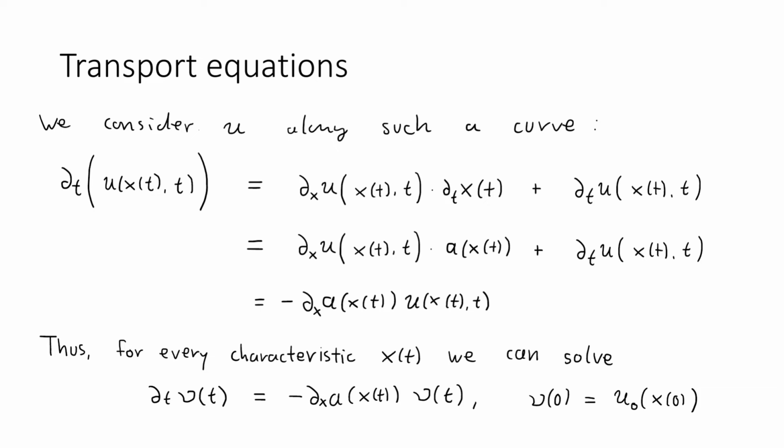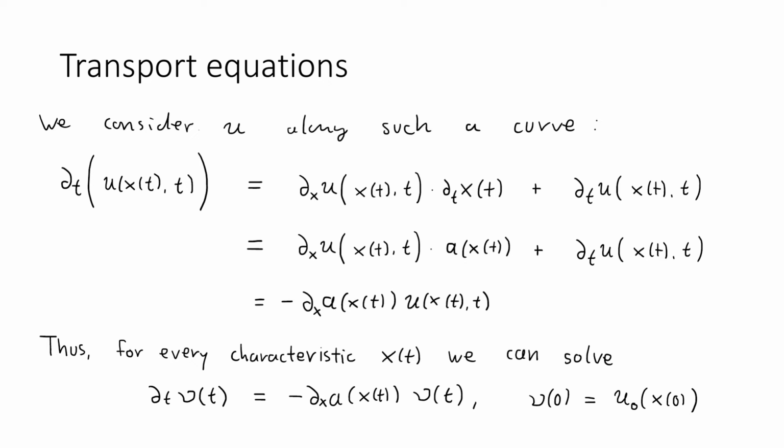We take the time derivative. The time derivative using the chain rule evolves as follows. The x derivative of u at (x(t), t) times the time derivative of x(t) plus the time derivative of u at (x(t), t). That is the first equation. The second equation now just uses that the time derivative of x(t) equals the velocity at x(t). So we just substitute a(x(t)).